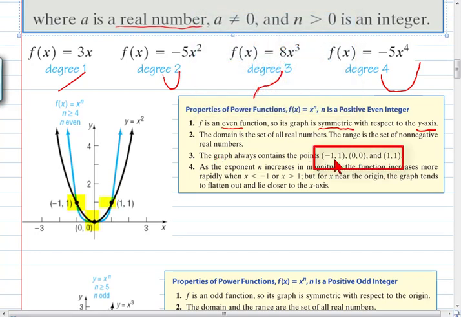The graph always contains these points. The vertex will be at (0, 0) because there's no horizontal or vertical shift. -1 raised to an even power will always be 1. 1 raised to an even power will always be 1. So these 3 points right here are guaranteed to be on the graph of any power function that's raised to an even power. As the exponent increases in magnitude, the function increases more rapidly when x is less than -1 or bigger than 1. So what it means is these lines here will go more vertical.